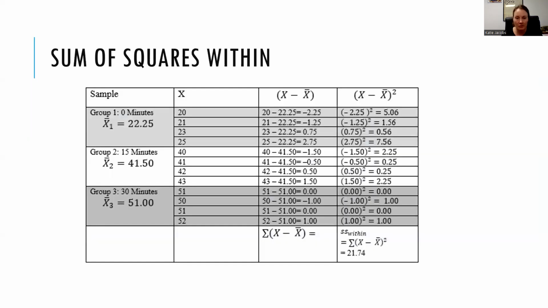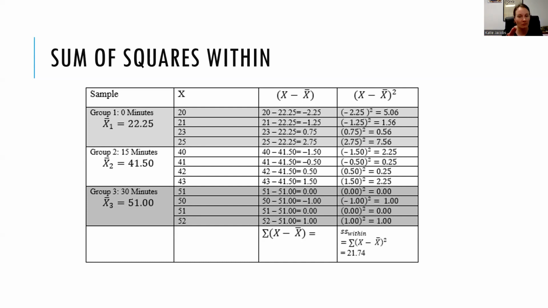Okay, so when we're doing sum of squares within, this is just kind of that typical thing that we've been doing almost this whole time. The only difference is that we're looking at our deviation scores within each of the groups. So for group 1, the 0 minute group, we found our mean. Then we take our individual X scores and subtract the mean for that individual group from each, okay? And then we'll do that for group 2 as well.